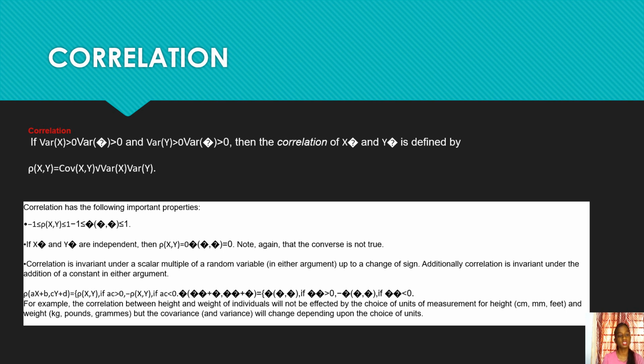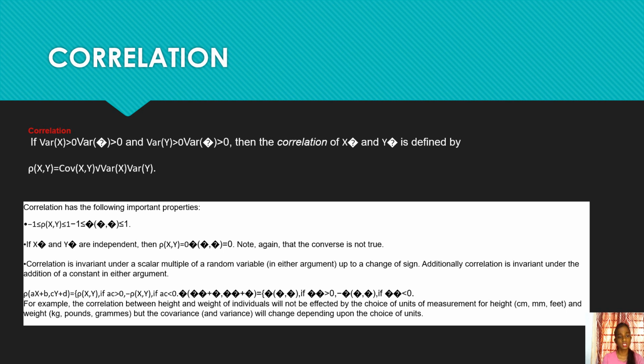So correlation has the following important properties. Minus 1 is less than or equal to rho of x, y, and it is less than or equal to 1. If x and y are independent, then rho of x, y is equal to 0. Note that again the converse is not true.